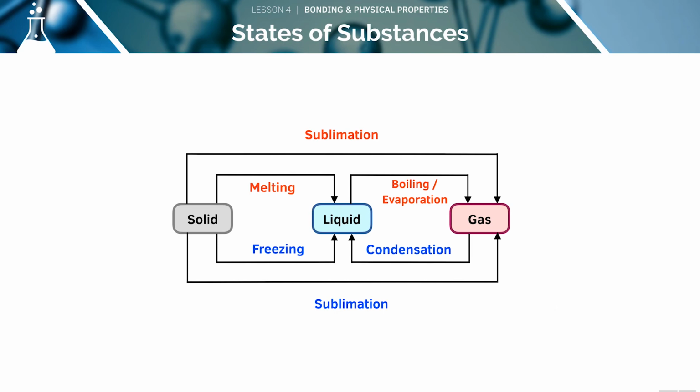The processes shown here in red will need heat. Those in blue need cold. Melting will go from a solid to a liquid, whilst freezing will go back from a liquid to a solid. Boiling turns a liquid into a gas, and condensation will turn a gas back into a liquid.